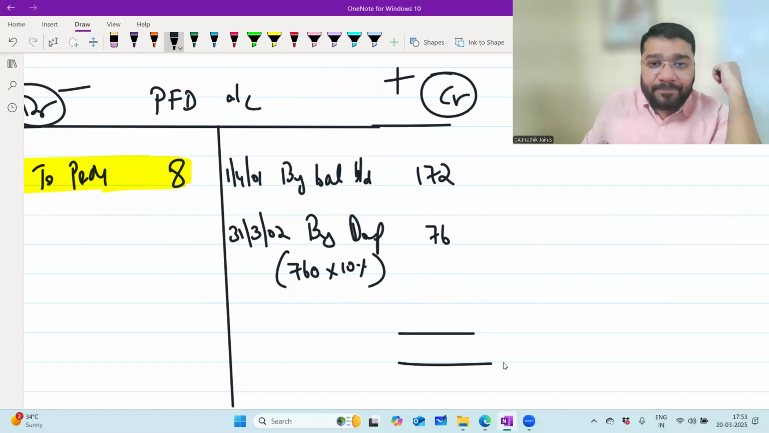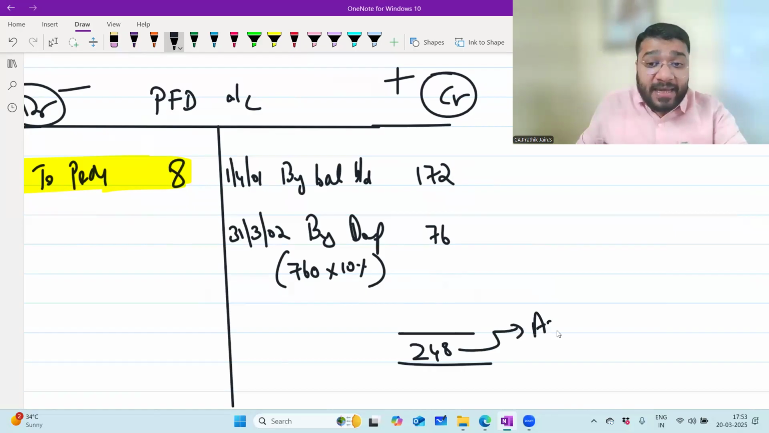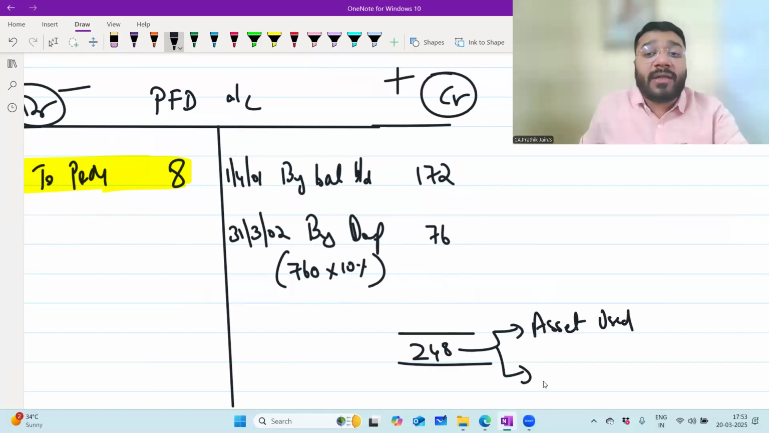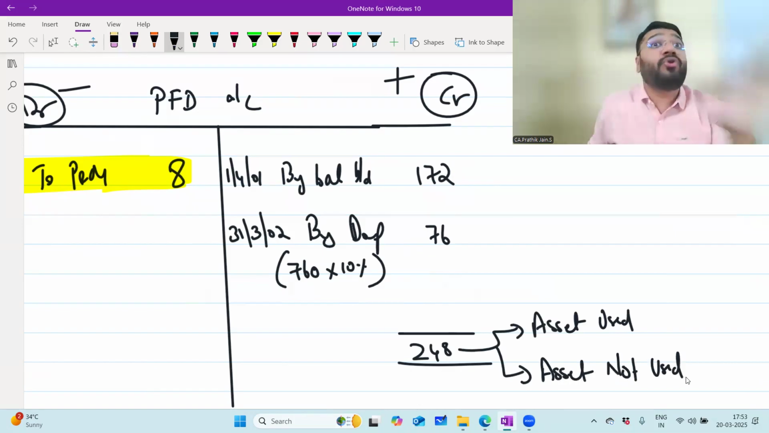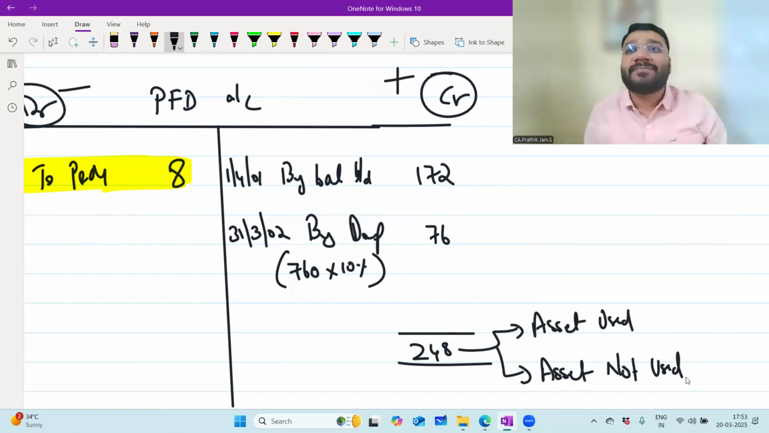Please total this. 172 plus 76. Total, please. 2,48,000 rupees is the total depreciation. This is the depreciation of that asset which is still being used in the business, and this also has the accumulated depreciation of that asset which is not used in the business. Both put together, this total has both the depreciation, used one and unused one.